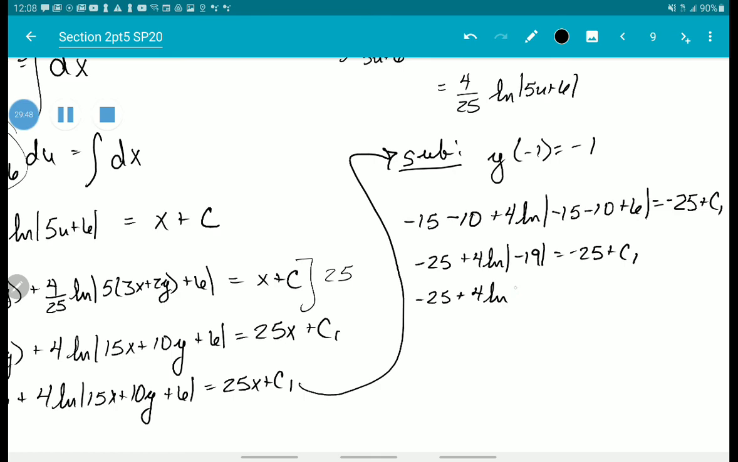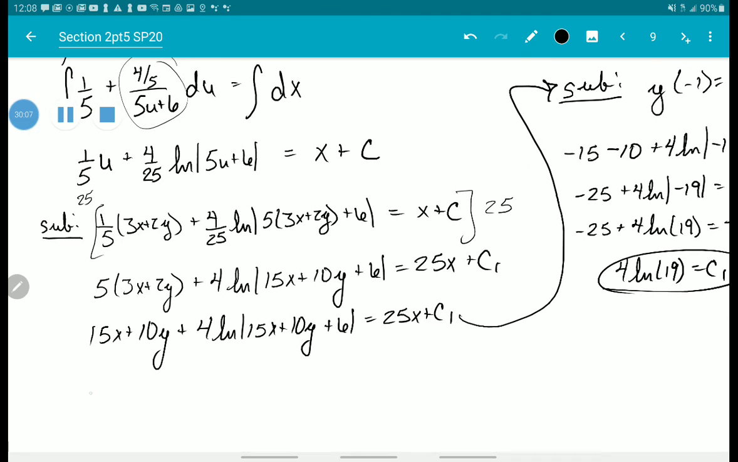Take the absolute value of -19. It's going to be 19. And guys, that's why the absolute value is important, because we know we cannot take the ln of a negative number. So we get 4 ln of 19 is our c1.